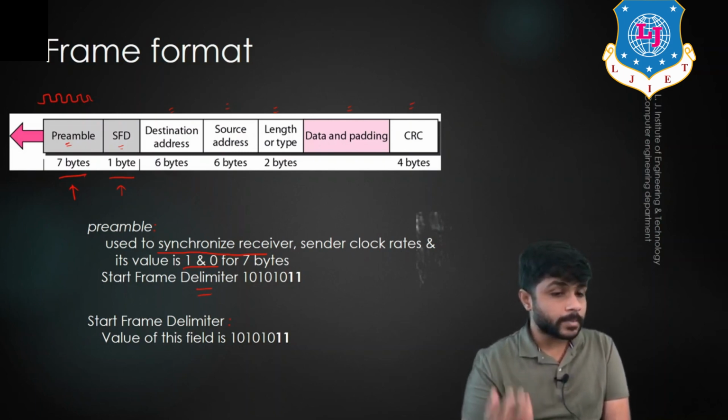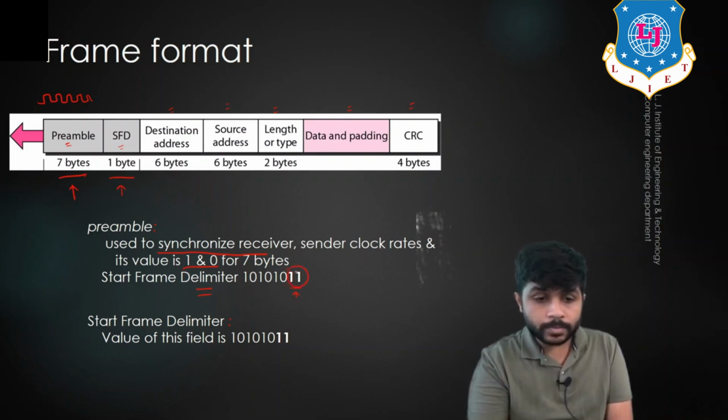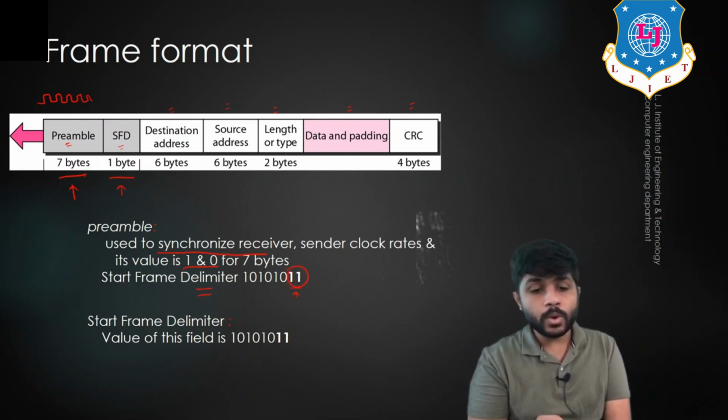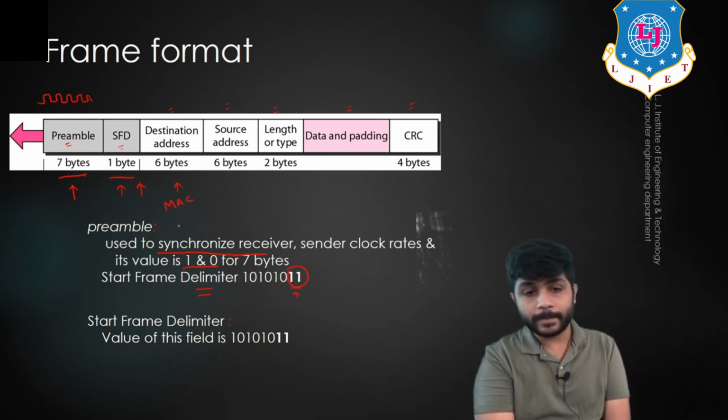Now what is the purpose of the start frame delimiter? You can see that the value of the start frame delimiter is the same as the preamble, but the last 2 bits are 1 1. So when the receiver encounters these 2 bits, 1 1, the receiver will understand that this is the start of the destination address field. Now in the destination address there will be the destination MAC address, the 6 bytes of destination MAC address.